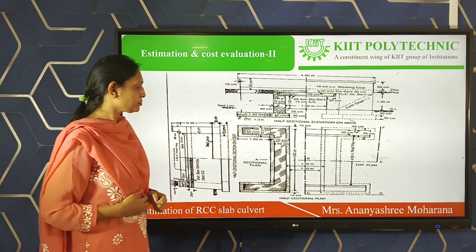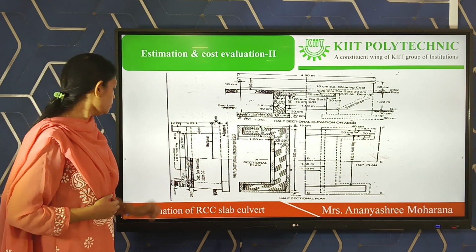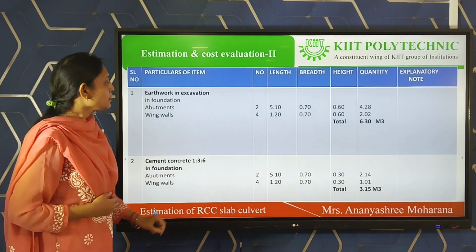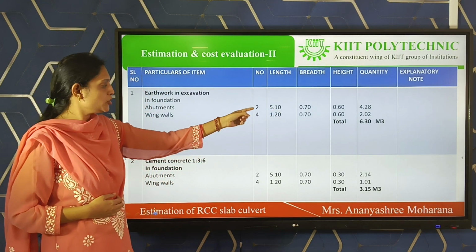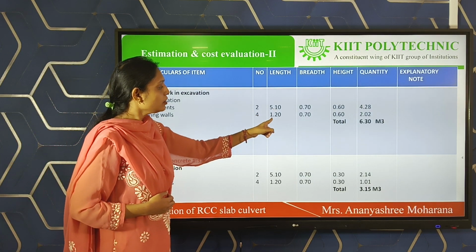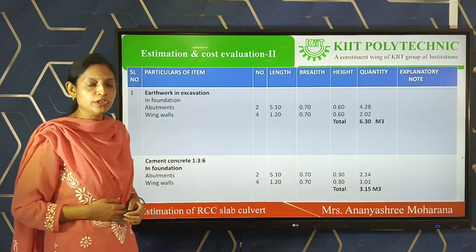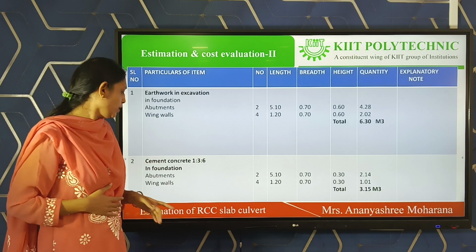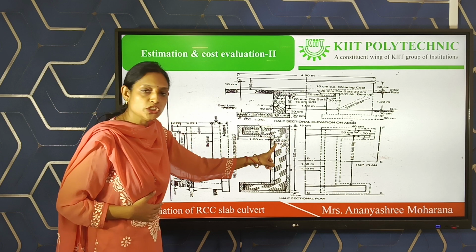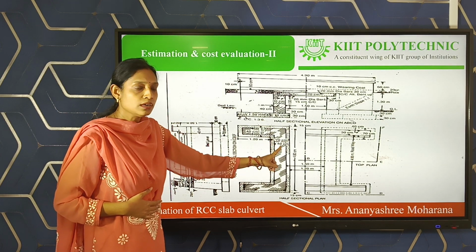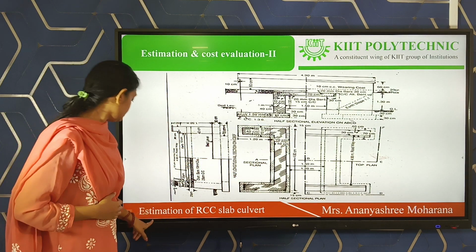Similarly, for the wing wall, we have to take 1.2 for the earthwork for the wing wall. See, in the table we have written 5.1, that is 4.8 plus 0.3 is 5.1. Then that is 1.2 for the wing wall. Similarly, we have to take the breadth of the concrete because we are excavating. You can see in the drawing, breadth of the concrete is given 0.7. 0.4 is the breadth of the brickwork. That's why we have to take the concrete breadth because we are going for the excavation.